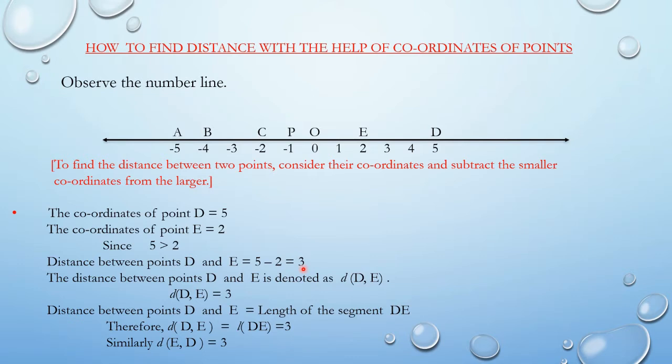Therefore, the distance between the points D and E is denoted as d(D, E). That is, distance DE is equal to 3. The distance between the points D and E is also the same as the length of the segment DE. Therefore, distance DE is equal to the length of DE, which is equal to 3, and distance DE is the same as distance ED, that also is equal to 3.